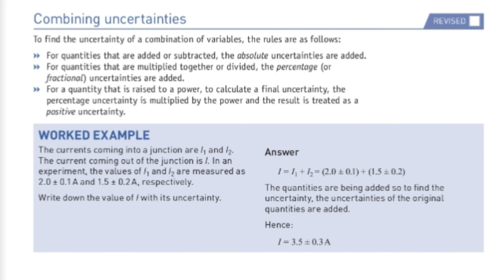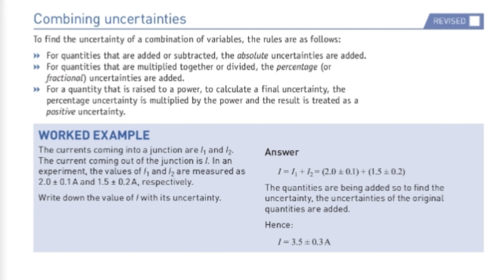Combining uncertainties. To find the uncertainty of a combination of variables, the rules are as follows. For quantities that are added or subtracted, the absolute uncertainties are added. For quantities that are multiplied or divided, the percentage or fractional uncertainties are added. For a quantity that is raised to a power, the percentage uncertainty is multiplied by the power, and the result is treated as a positive uncertainty.